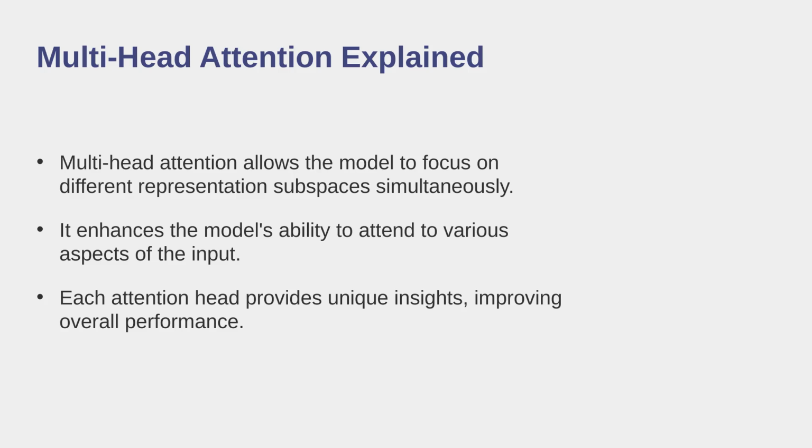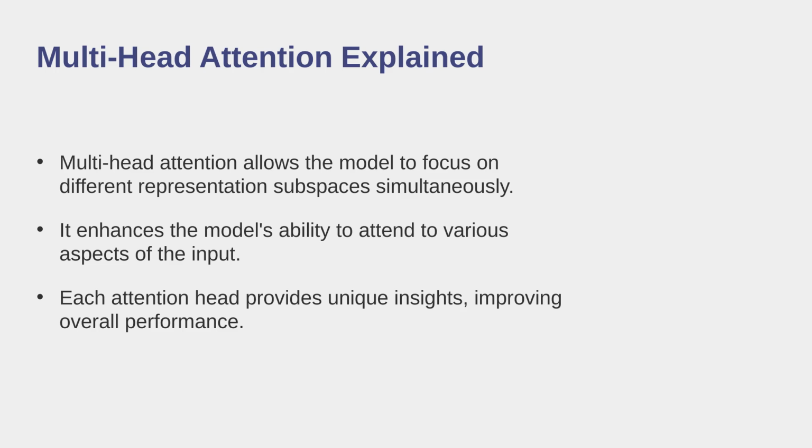Let's delve deeper into the concept of multi-head attention, a cornerstone of the transformer's effectiveness. Rather than performing a single attention operation, the transformer uses multiple attention heads. Each head is a separate attention mechanism that processes the input in parallel, allowing the model to focus on different aspects of the data concurrently. This diversity in attention heads enriches the model's understanding, enabling it to capture various contextual nuances.